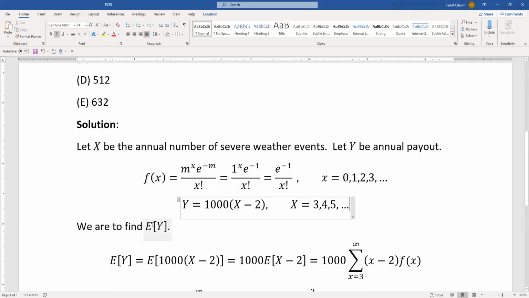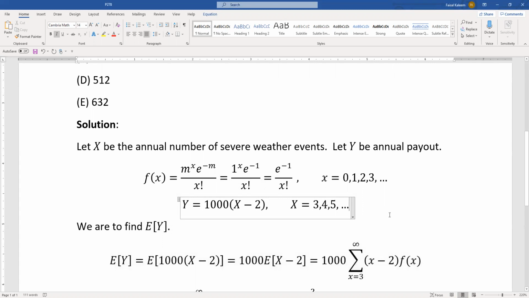So the expected payout, E of Y, means E of 1,000 times (X minus 2). The 1,000 can be pulled out. A constant can always be pulled out of the expected value. So 1,000 E of (X minus 2). And E of (X minus 2) means you take the sum of (x minus 2) times f of x, and x goes from 3, 4, 5, and so on when you're dealing with the payout.